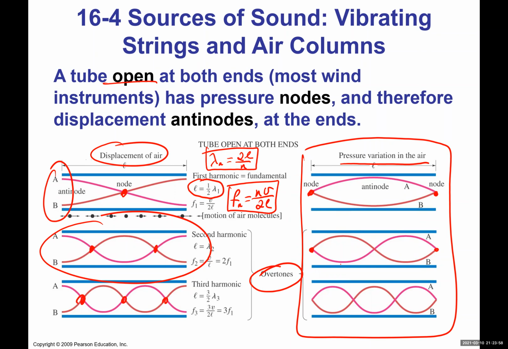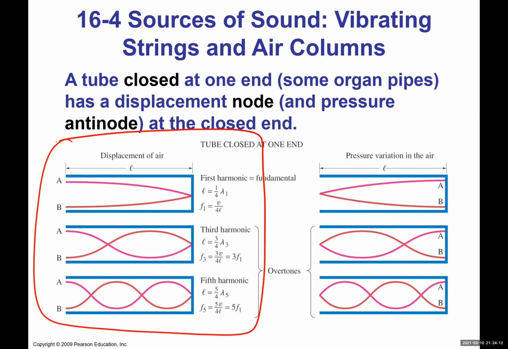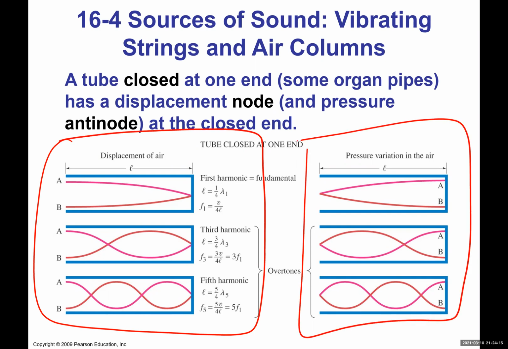Okay. And again, those are the two equations that we're using. If you have a tube with one end closed, then what you have here is this. So again, two different ways: displacement of air and then the pressure variation in air, and exactly the same differences again. If it's an open end, there has to be an antinode for displacement of air. If it's an open end, there has to be a node for pressure variation in air.